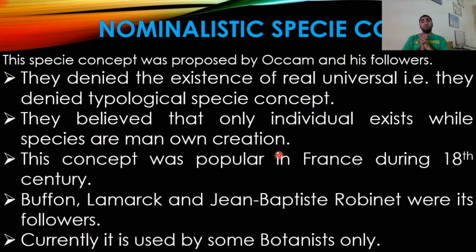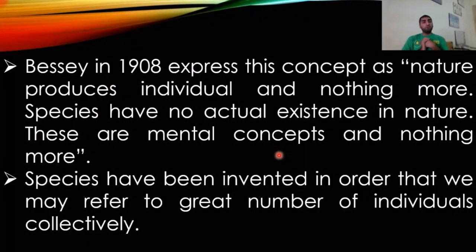This concept was popular in France during the 18th century. Buffon, Lamarck, and Jean-Baptiste Robinet were its followers, but currently it is only used by some botanists, otherwise it is totally discarded. Bessey in 1908 expressed this concept as: nature produces individuals and nothing more. So according to them, nature produces only individuals. There is no species. Species have no actual existence in nature, and these are mental concepts and nothing more.